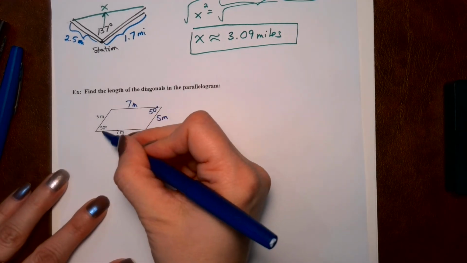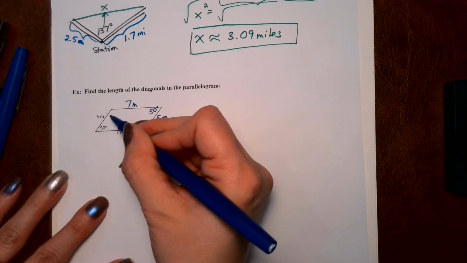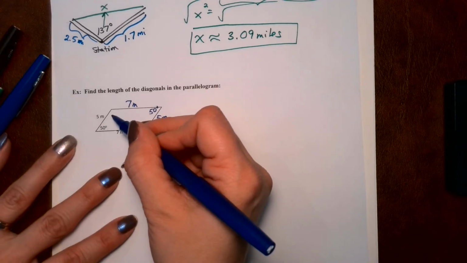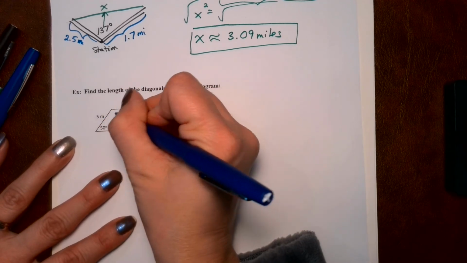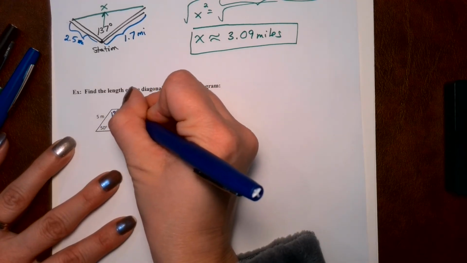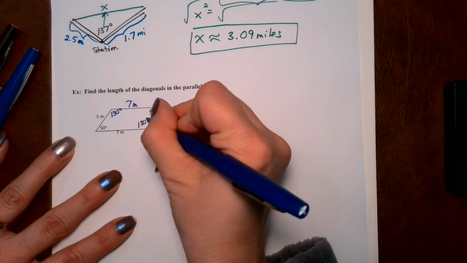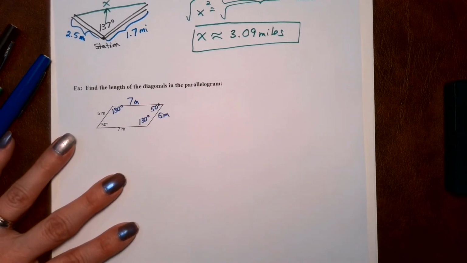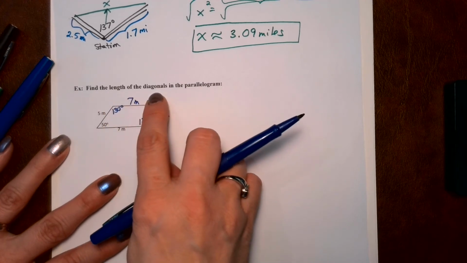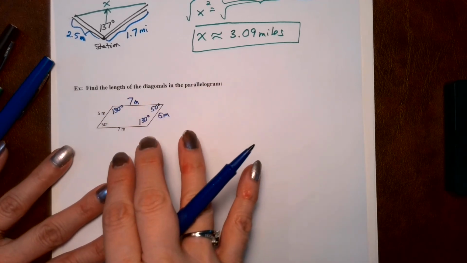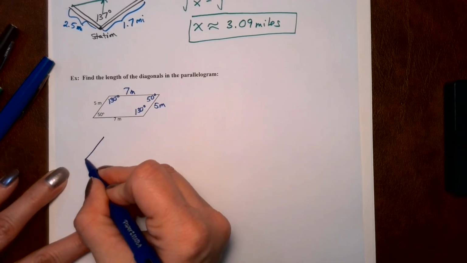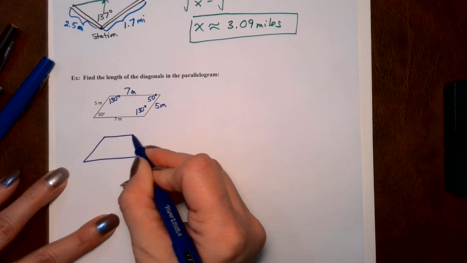What about consecutive angles? What's the measure of that angle right there? Consecutive angles are supplementary, so this obtuse angle would be 130 degrees. Okay, good job remembering some of your geometry. So to find the length of the two diagonals, I think what I'm going to do is draw this parallelogram 2 times. Okay, so first, let's draw the parallelogram like this.